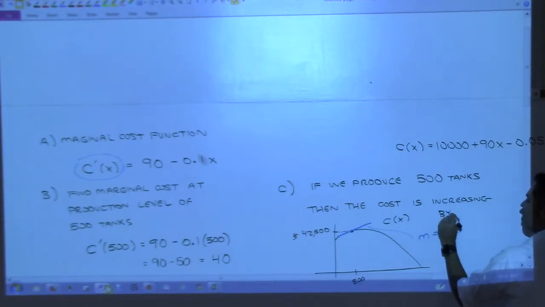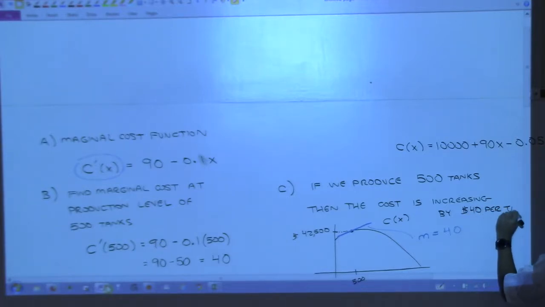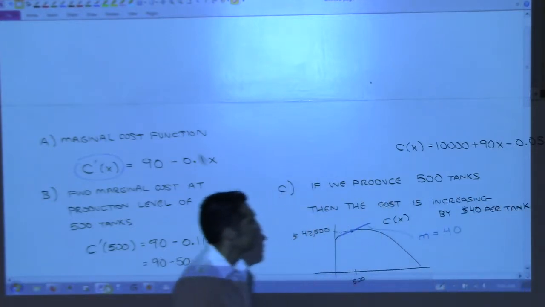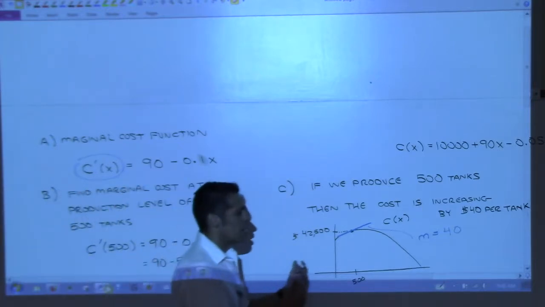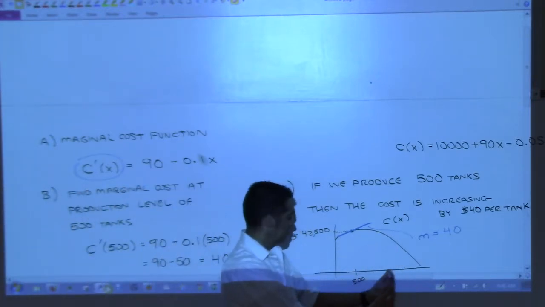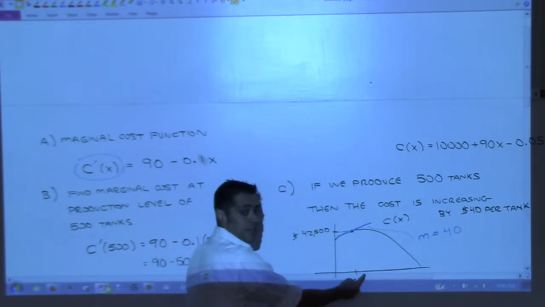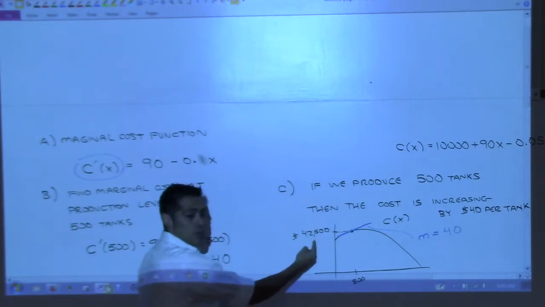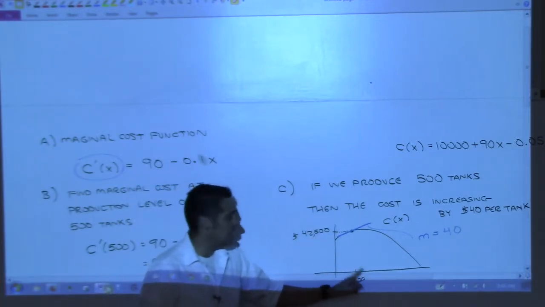By how much? $40 per tank. Okay. So what if we were going to try and foresee the future here? If I try and make that next tank, the 501st tank, how much should my total cost be? If we go to the 501st tank, what should it be?